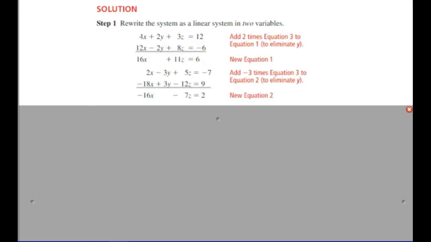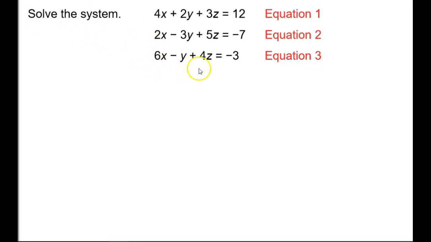That's all I did: I took this 3rd equation, 6x minus y plus 4z equals negative 3, and multiplied everything times 2. I did that because I see right up here in this first equation I have a positive 2y, and that's an easy way for me to get a negative 2y right here, which will get rid of one of my variables, and that's the goal.